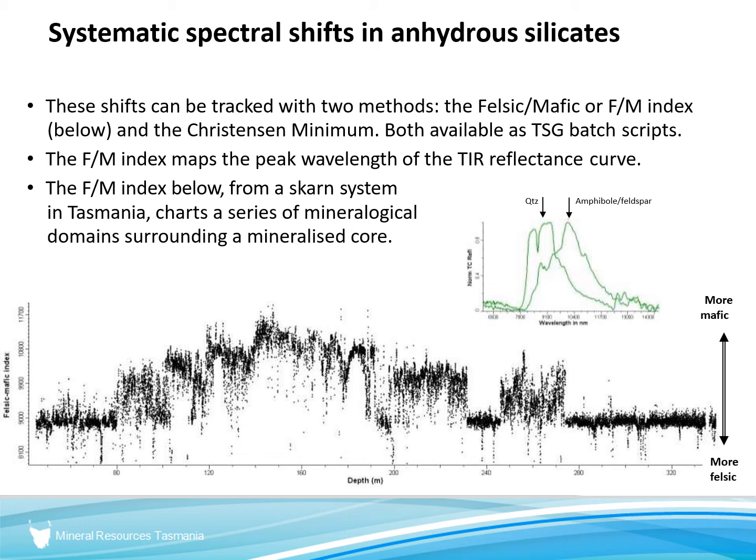And here's an example. The felsic mafic index is another one called the Christensen minimum, and they're both in TSG, and it maps the peak wavelength of that reflectance curve in the TIR. So here's a skarn in Tasmania, and we can see that we get bumps all the way along here, which are telling us changes in the felsic mafic nature of the rocks, probably related to the protolith in this case. And as I said, when we have a short felsic mafic index, we've got things which are rich in quartz, and longer ones is where the amphibole is. So it's a general way of mapping out the mineralogy of the core without actually looking at the minerals themselves.